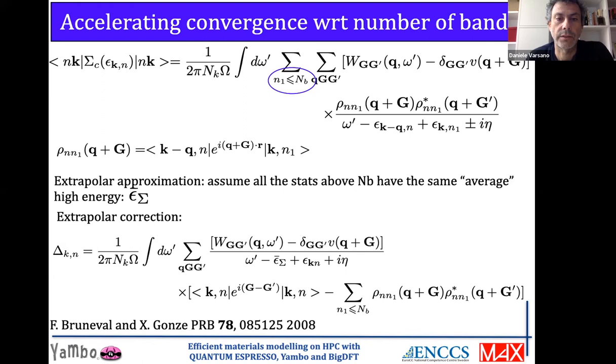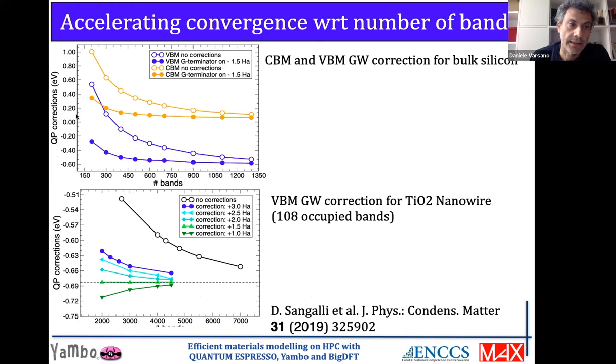And as you can see, this accelerates the convergence. This is the quasi-particle correction for bulk silicon. This is done for a titanium dioxide nanowire. This is the plane wave calculation of the quasi-particle correction. As you can see, you can accelerate the convergence with respect to the unoccupied bands. There is a residual dependency on the choice of the common pole. So you have different energies, but all converge to the same value, but the degree of speed up is different.